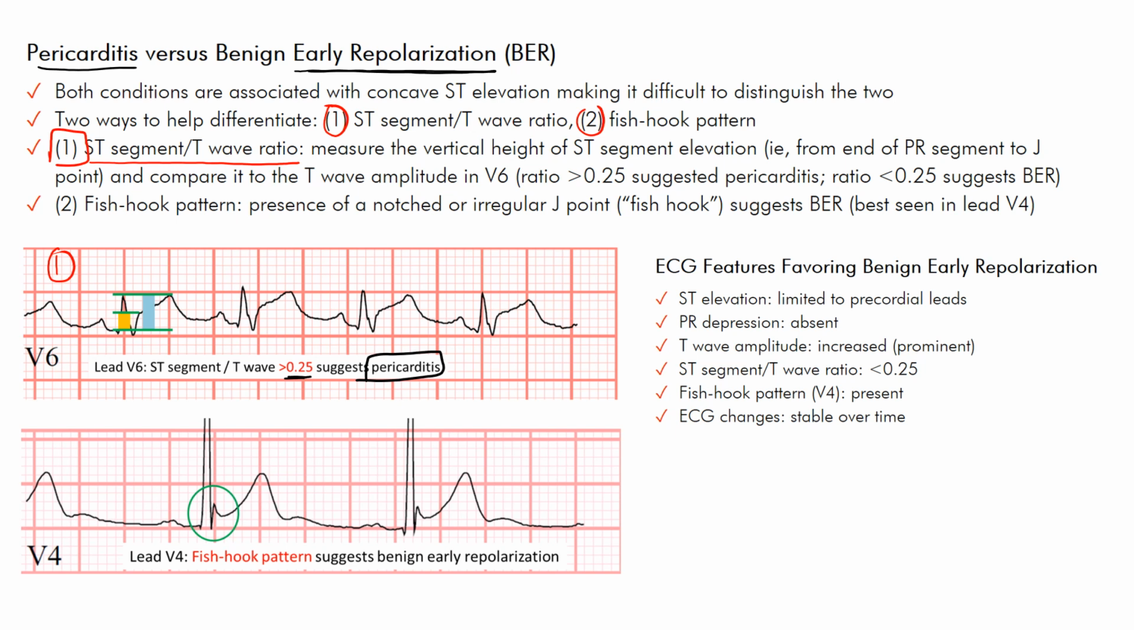You want to do that from the PR segment to the J point. Okay, so if you just recall, if we draw our complexes here, remember that our PR segment is this portion here from beginning to end. This is our P wave. This is the PR interval. So we're using this PR segment here.